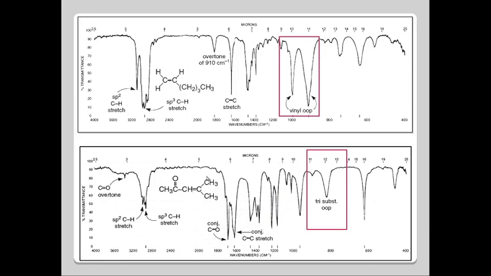Okay, so you can see the difference between the substitution patterns, or you can see how the difference arises in the peak pattern when we have different types of substitution patterns on the carbons which are involved in carbon carbon double bond formation.